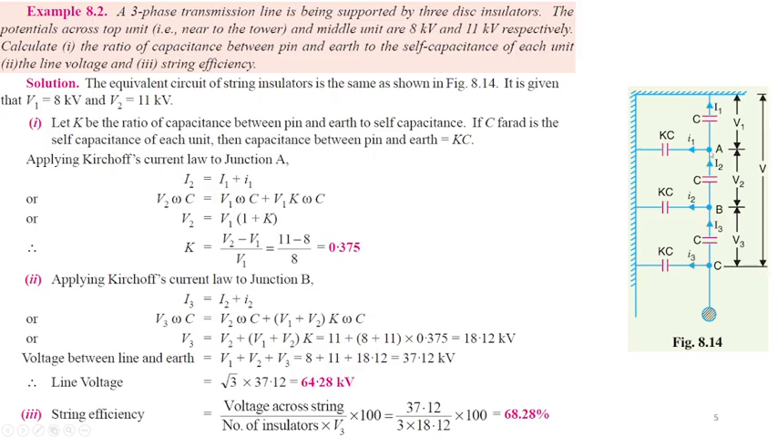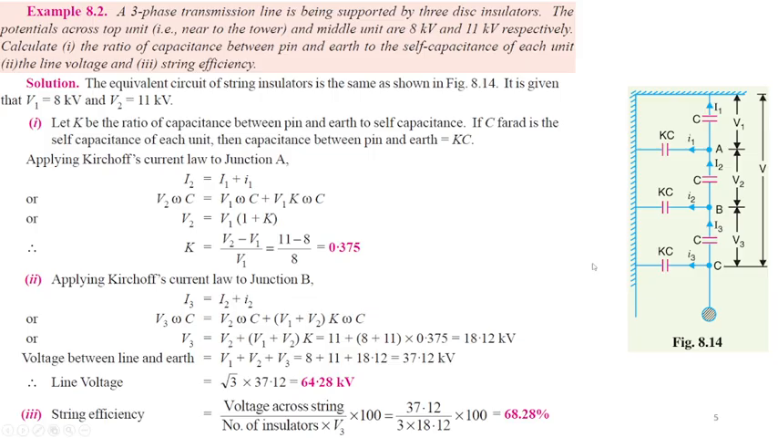At junction A, we can write I2 is equal to I1 plus I1'. Again, V2 CW is equal to V1 CW plus V1 KCW. So K can be calculated based on this. We know V2 and V1 and so on, so we can just replace the values.